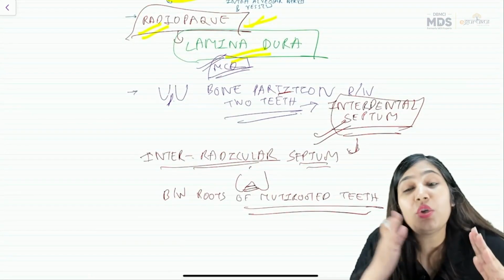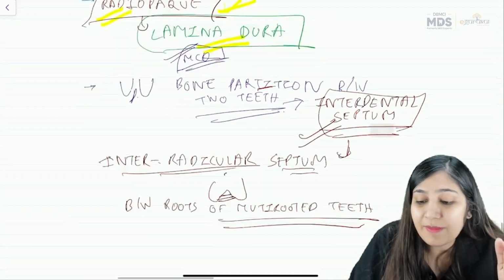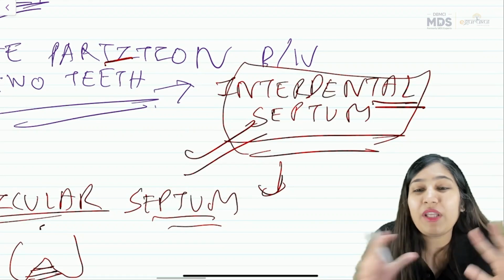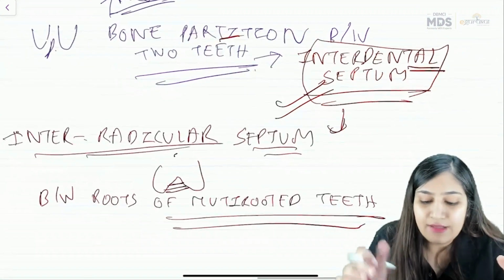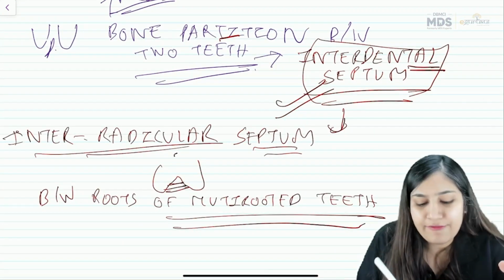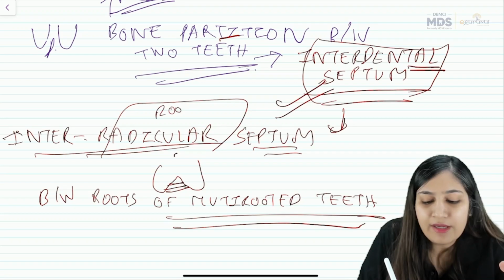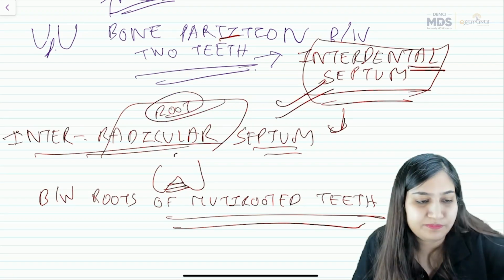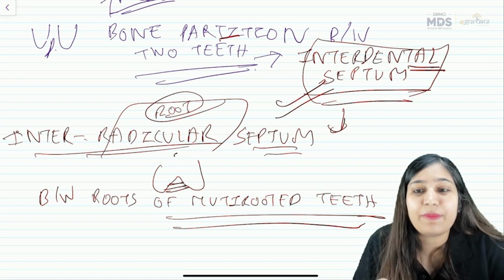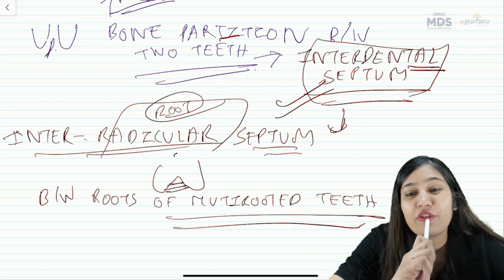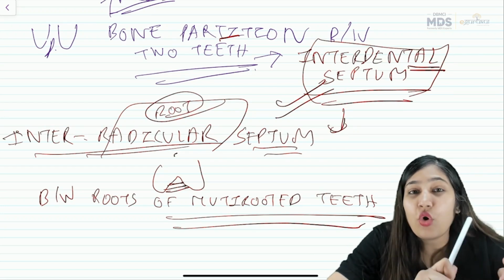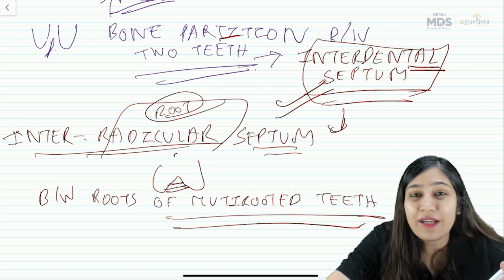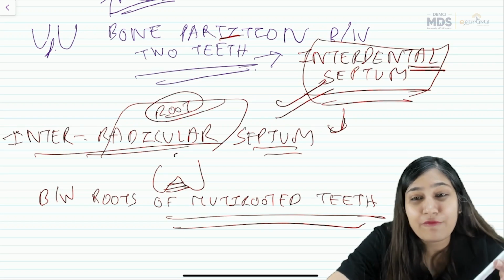So between two teeth, interdental septum. And interradicular, radicular meaning root, so between roots of the same tooth. Interradicular septum. Cribriform plate because of the perforation, lamina dura, radio opaque on radiograph in spite of having perforations.